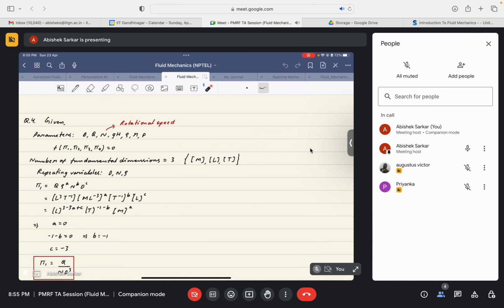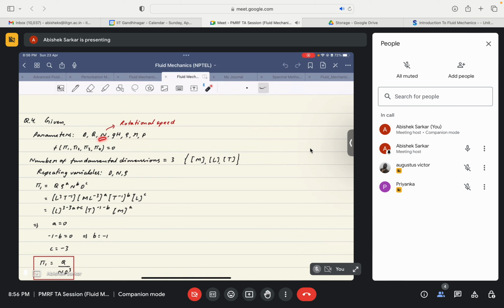And for our case, or I must say, the most popular choices of repeating variables are basically one length scale, one velocity scale, and one flow property. So if you choose rho, then you should not choose mu as one of the repeating variables, either one of them, rho or mu. And here P is not a pressure, P is the power. That's why I'm not choosing P. D has a scale of length, quite simple, so I am choosing D as one of the repeating variables.